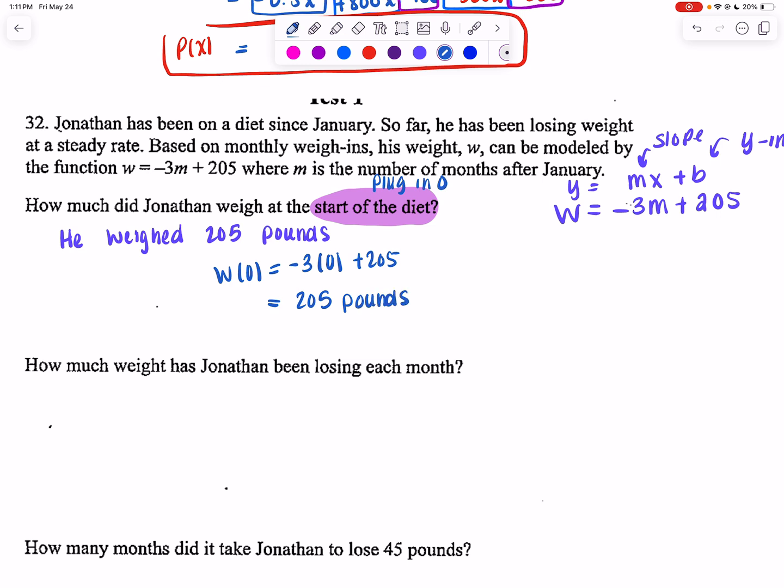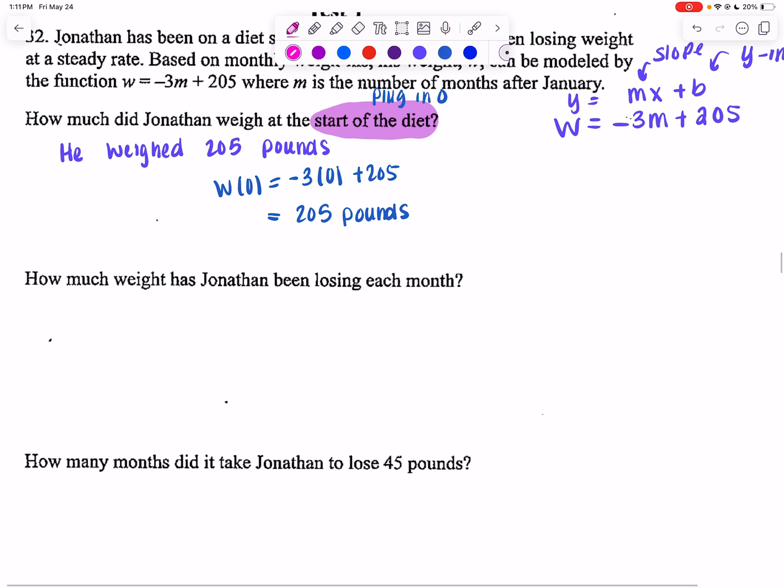Now for part B, it says, how much weight has he been losing each month? They're saying that m represents his monthly weigh-ins. So if he weighs 205 pounds at month 0, let's see how much he weighs at month 1. I'm going to plug in 1. So W of 1 equals negative 3 times 1 plus 205, and if I type that into my calculator, I should get 202.